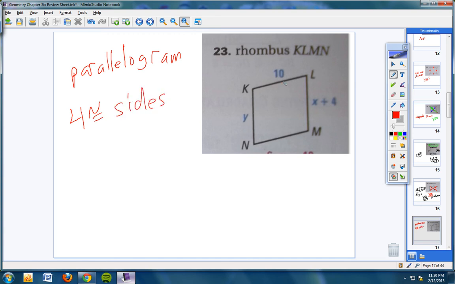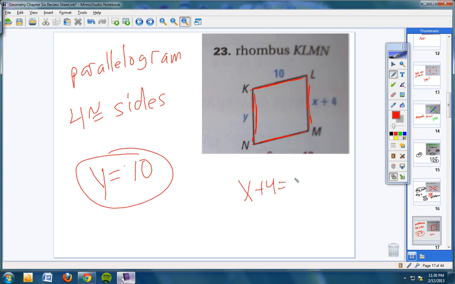All 4 sides are congruent. So if this is 10, then this is also 10. So now we know what y equals, don't we? That was easy. Y equals 10. This equals 10, and this equals 10. So x plus 4 equals 10. Subtract 4, x equals 6.